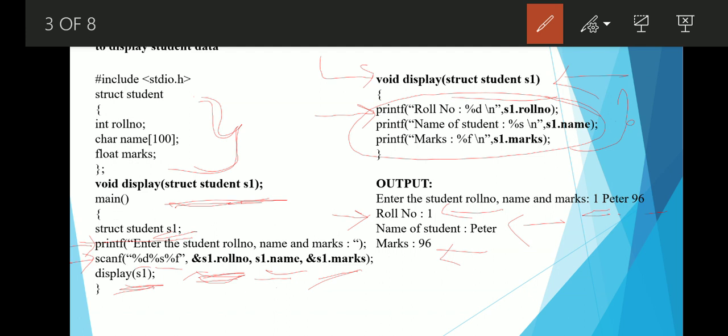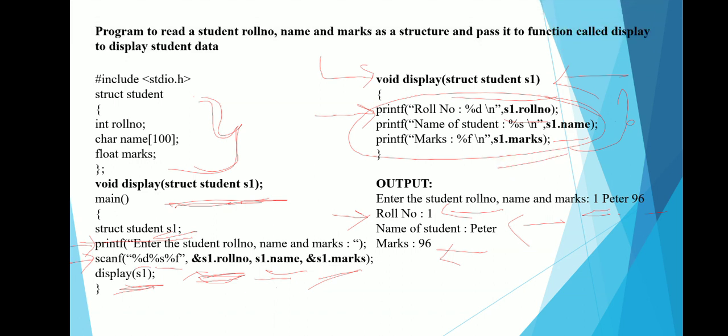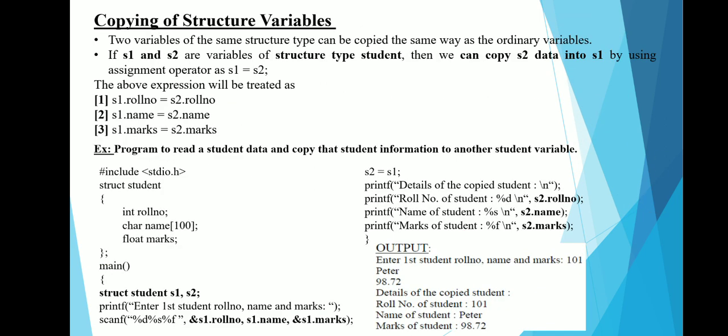So again, in order to fetch roll number, I have to say S1 dot roll number. And then in order to display the name of a student, I would have to say S1 dot name, and for marks I would have to say S1 dot marks. Okay. The next concept we are going to study is copying of structure variables.